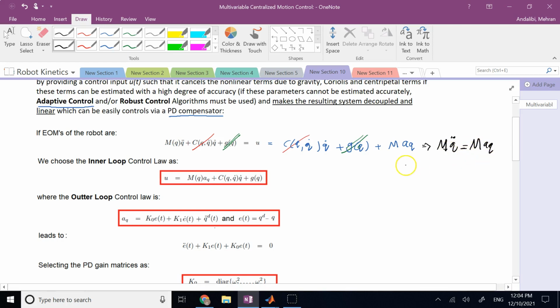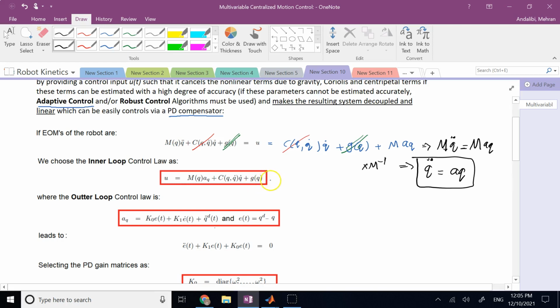And if M is a matrix that I can invert, if it's invertible, and you multiply by M inverse from the left side, then you will get Q double dot to be equal to A of Q. And this is a nice second order system. And if the terms in A of Q are linear, you will go from a highly nonlinear second order system to a linear second order system, for which we can easily use the controllers that we use in a linear system. Like what? Like a PD controller or a PD plus feed-forward controller.